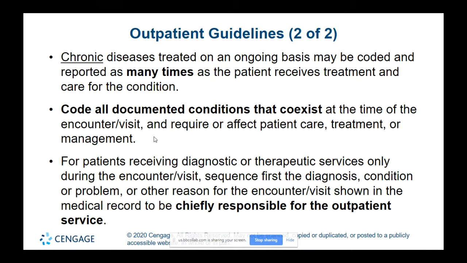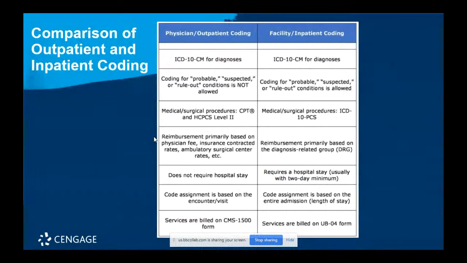For patients receiving diagnostic or therapeutic services only, you're going to sequence the diagnosis condition as being the reason for that. So if they came in for some sort of rehab of the knee or something like that, you're going to code that as being the reason for the outpatient visit, not the surgery of it. Again, once we get into those chapters, it makes just a tad more sense.